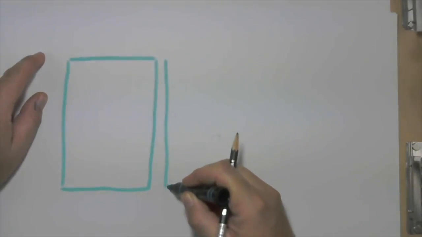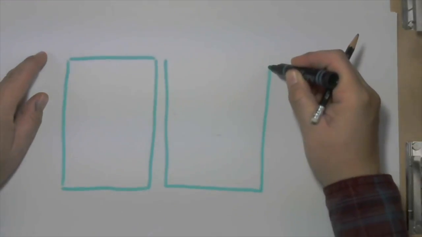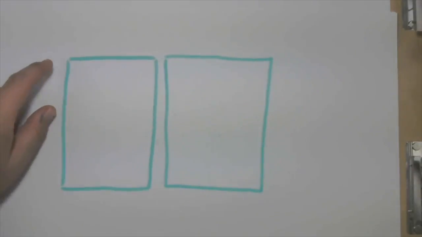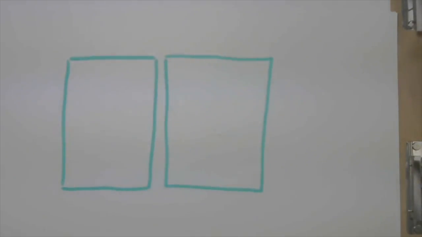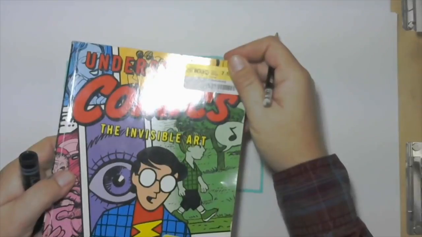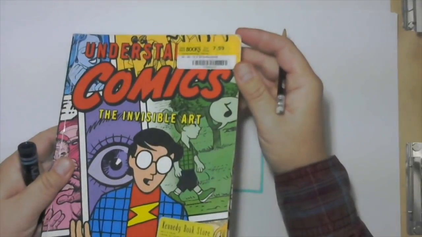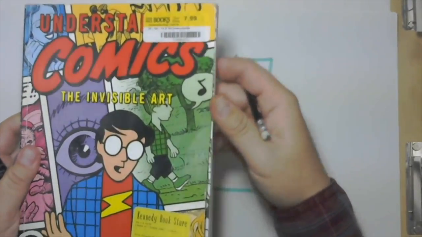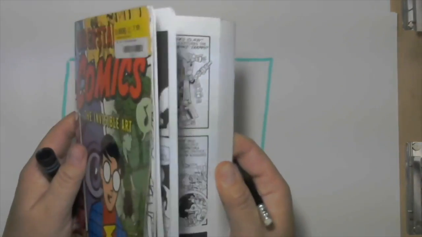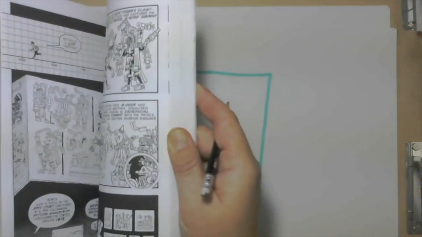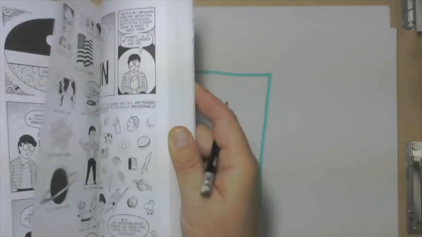Only 2 panels that we have. How much time can we actually show passing between those panels? There's a really wonderful book, for those of you who love comics and sequential art. It's called Understanding Comics, The Invisible Art. And in this book, which is written by Scott McCloud, he talks about the passing of time.